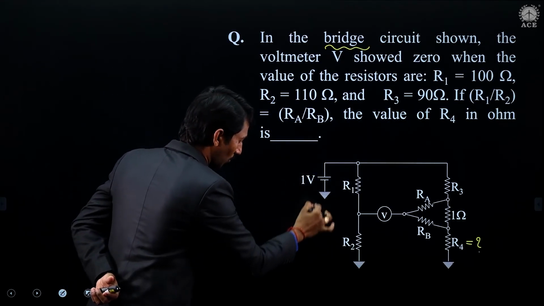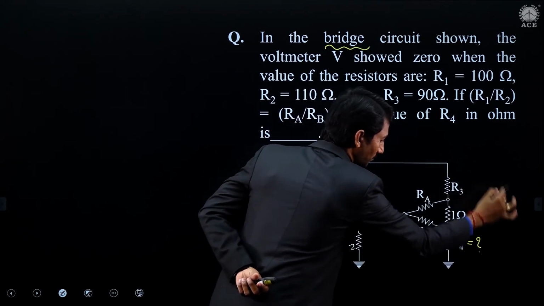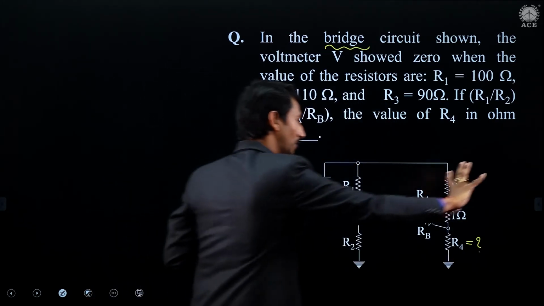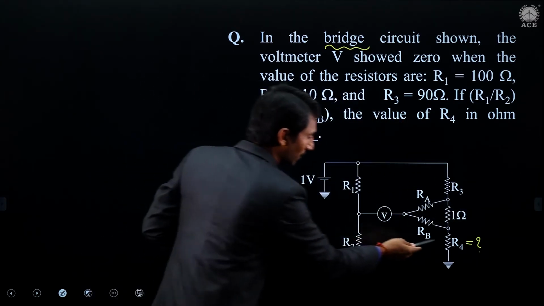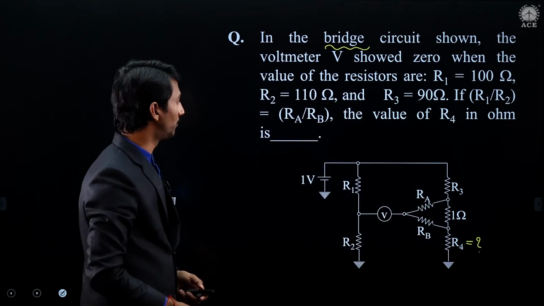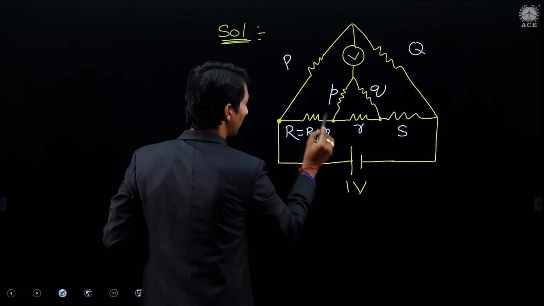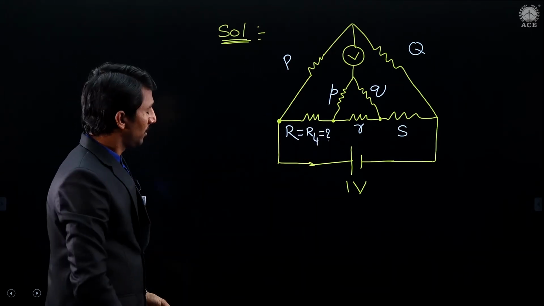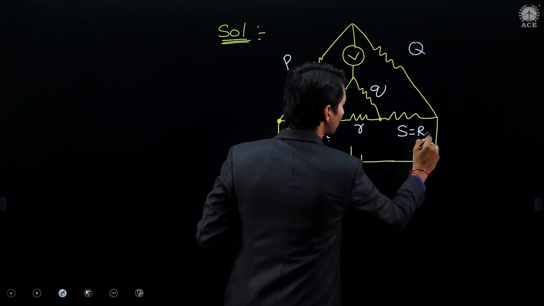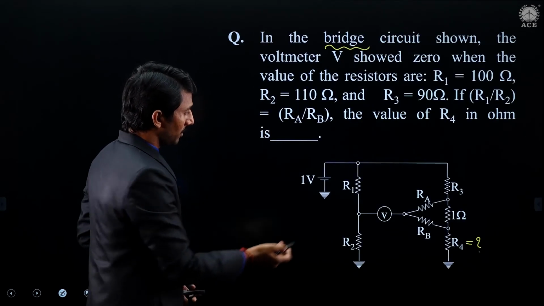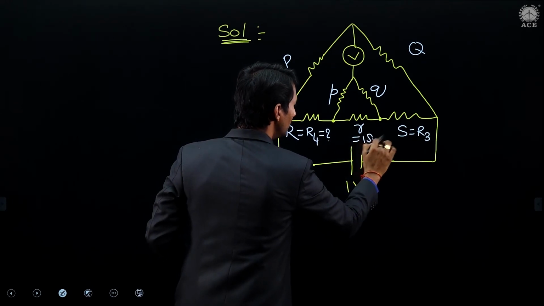Here 1 volt. Instead of here, I am connecting from this side. No problem. Clear? Now, if you look from this side, if you are rotating this picture like this, this will be R4, this will be R3. So therefore, here R is equal to R4. He is asking this value. Just rotate that picture. Now, this will be R3. S is R3. And center resistance 1 ohm. So small r is given as 1 ohm.